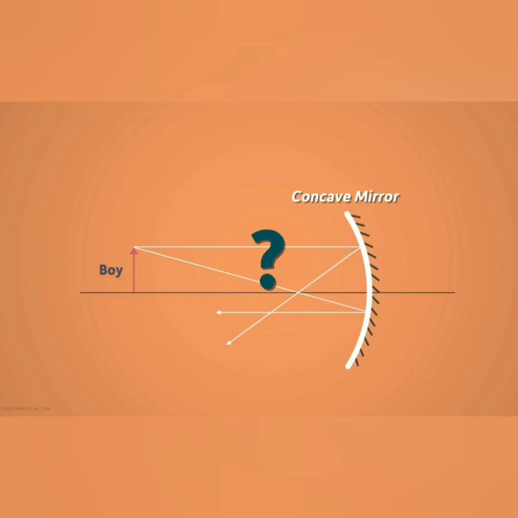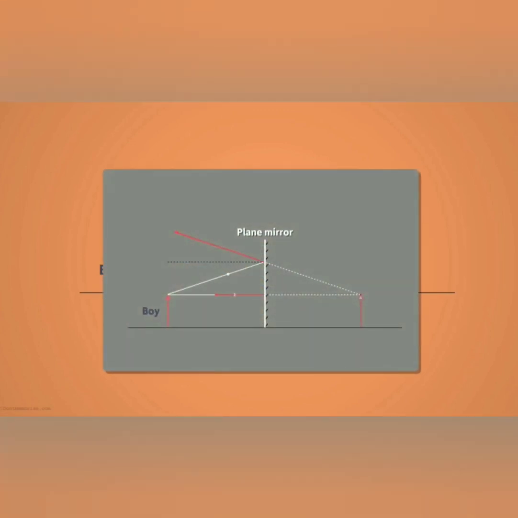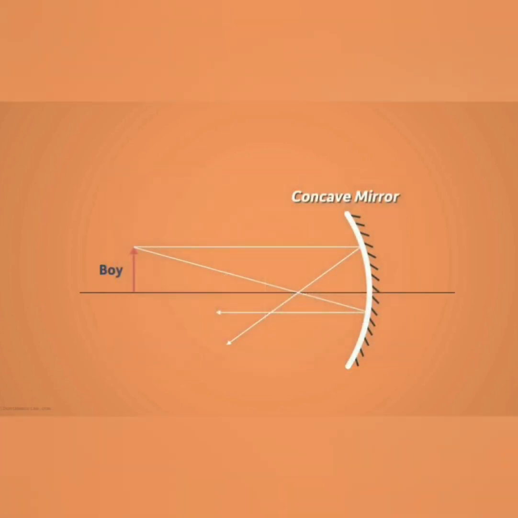What difference did you notice here compared to the plane mirror reflection? In the previous case, all the reflected rays were diverging. Yes, here all the reflected rays after reflection are intersecting each other at this point, or we can say that they are converging at this point. And the image of the top of the arrow is formed at this point.